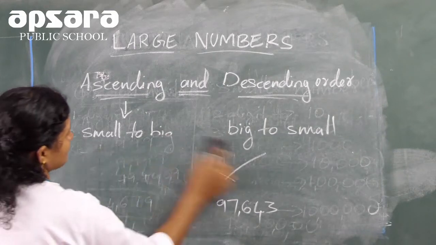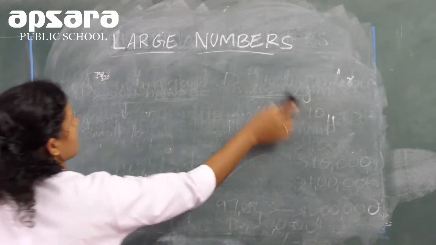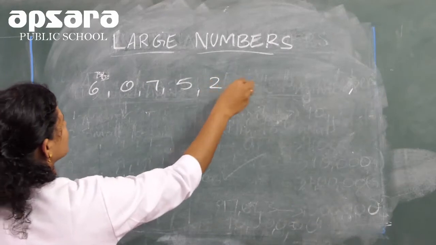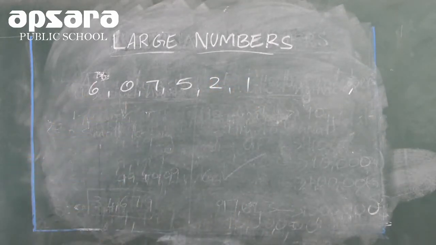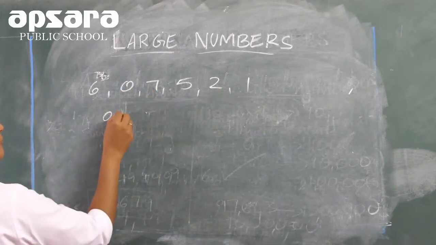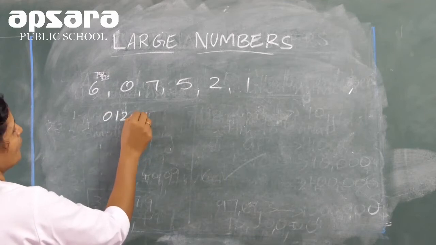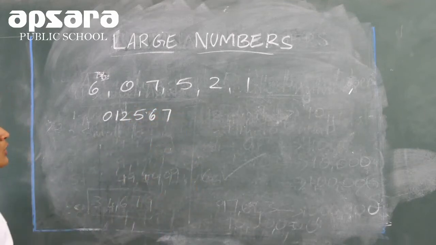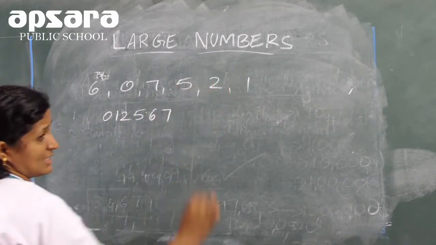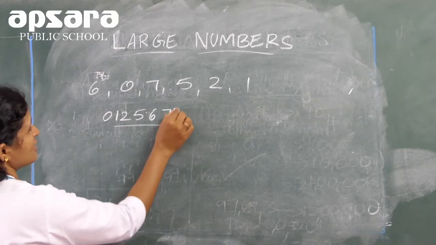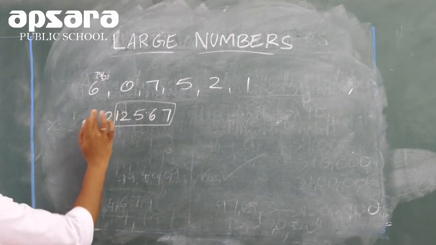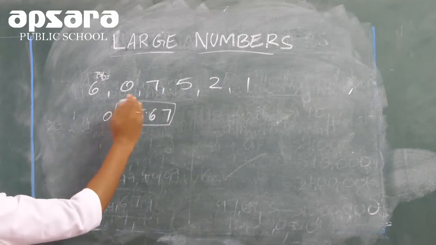Let us take one more example. Ascending order. What is our ascending order? Small to big. So we'll write 0, 1, 2, 5, 6, 7. Now look here, how many digits are there in the given question? 1, 2, 3, 4, 5, 6 digits, right? When you arrange, you will get a 5-digit number, right? Why? Because there is 0. In the beginning you will write 0, so there is no value for 0 if you write it in the beginning, right? Yes or no? When you write the number, if 0 comes in between, it has got value.